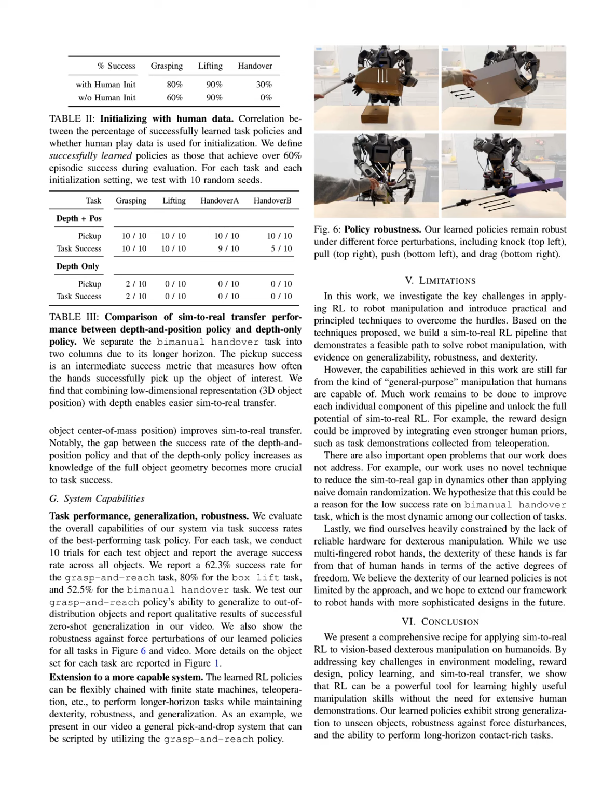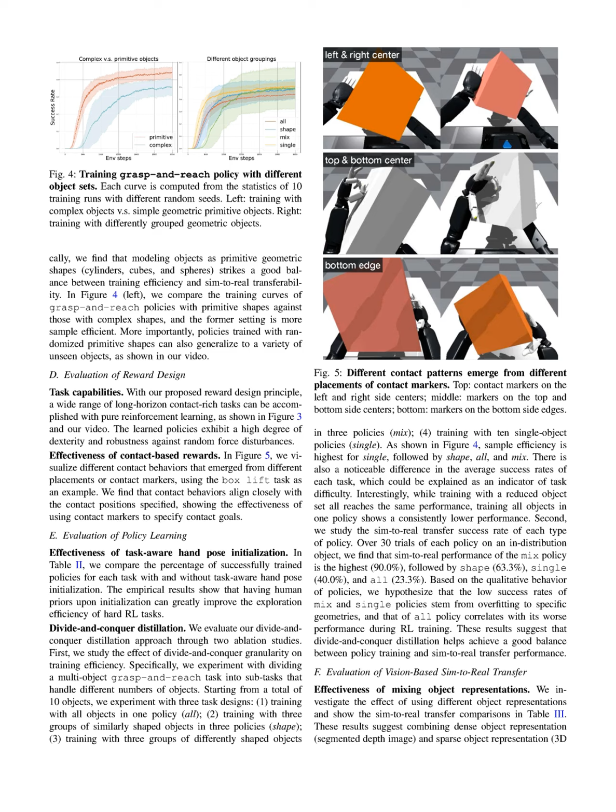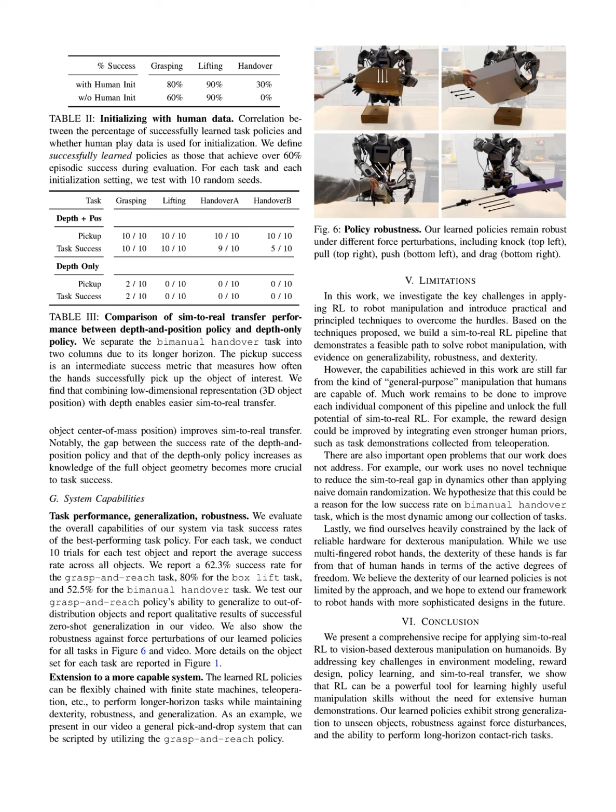Each task was evaluated through 10 trials per test object, and we reported average success rates as our primary performance metric, achieving 62.3% for grasp and reach, 80% for box lift, and 52.5% for bimanual handover. Additionally, we performed ablation studies to analyze the impact of specific techniques, such as task-aware hand pose initialization and divide-and-conquer distillation, on training efficiency and sim-to-real transfer success rates. Our results indicated that these techniques significantly improved sample efficiency and overall task performance, demonstrating the effectiveness of our proposed methods.